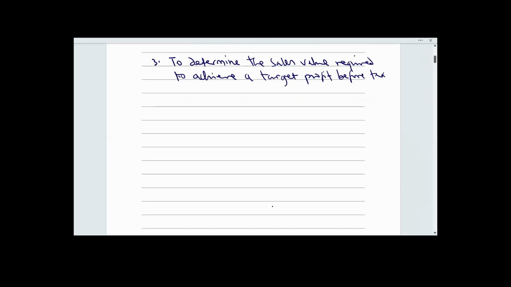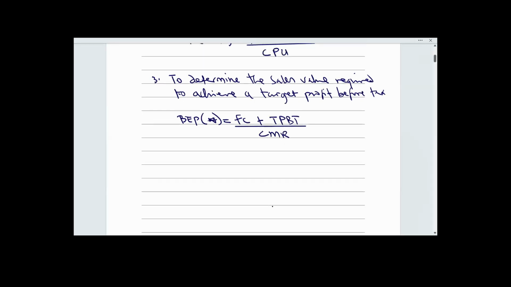So to achieve this, we say break-even point in naira will be computed as fixed cost plus targeted profits before tax over contribution margin ratio. This is the formula to calculate the sales value required to earn a targeted profit before tax.